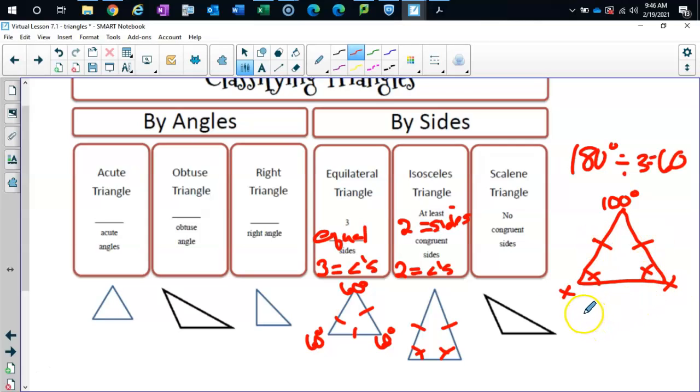So our equation would be, you guys need to be writing this down, x plus x plus 100 equals 180. How do I solve this? x plus x is 2x plus 100 equals 180. Subtract 100 from both sides. 2x is 80.